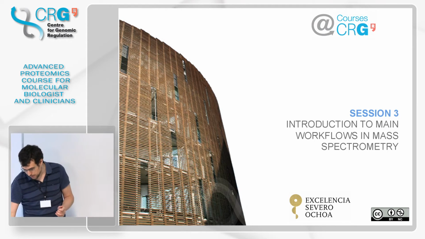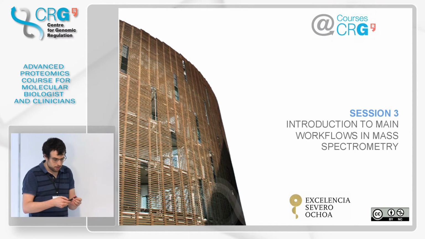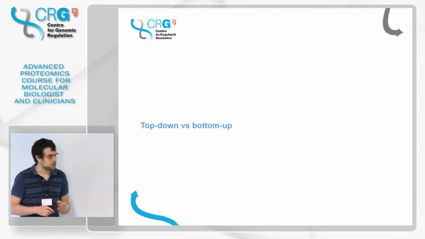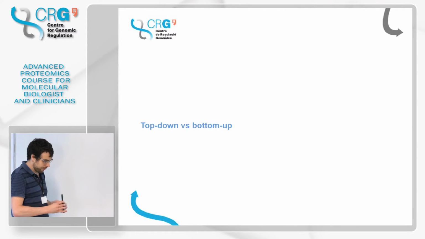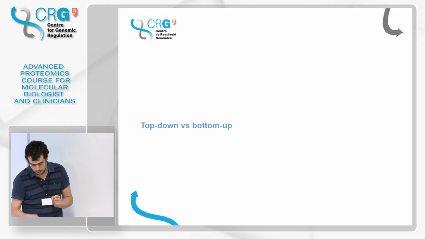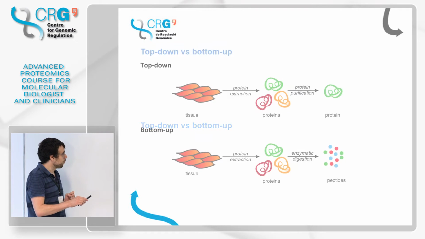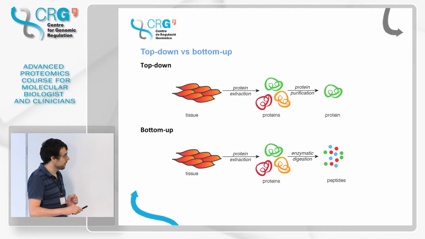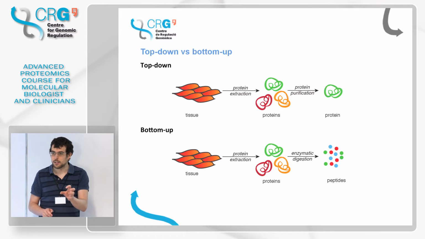Okay, so the first concept that I would like to introduce in this session is the concept of top-down versus bottom-up proteomics. The difference between these two is that in the so-called top-down proteomics, we get tissues, we extract proteins, and then we work with these proteins, for example, a protein which we have purified from here, and what we analyze are intact proteins.